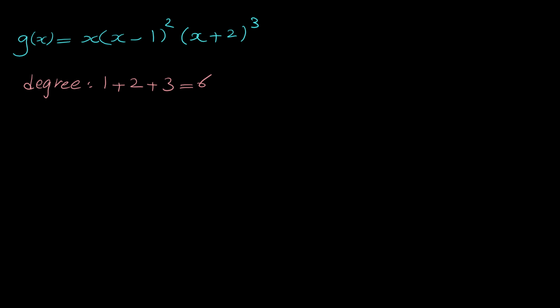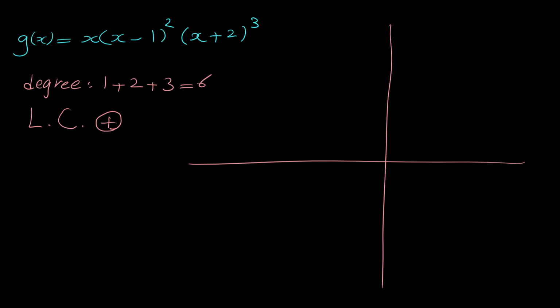So leading coefficient is positive. Now we have to find the x-intercepts and then we can graph the function. If we set this equal to 0, x is negative 2. By setting this equal to 0, x is 1. And by setting this equal to 0, x is 0. So we have 3 roots. 0. If we suppose 1 is here, 2 is here, 3. Negative 1, negative 2, negative 3.